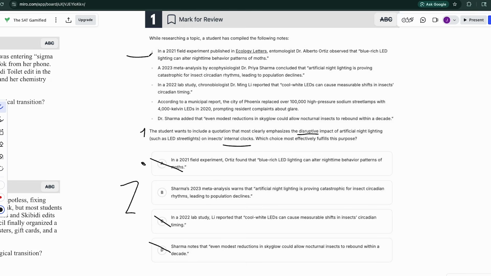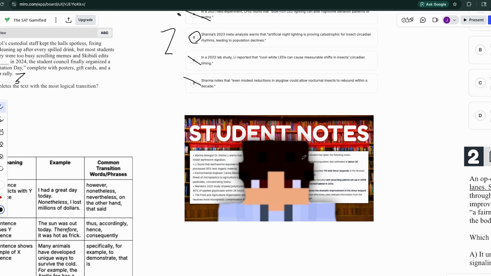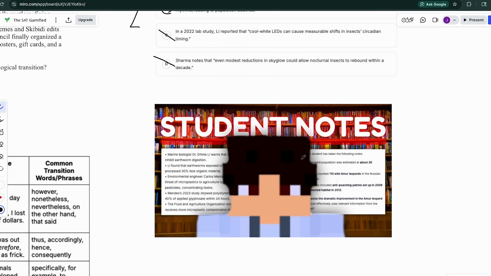You should only look at the passage and notes itself if you need to decipher an answer choice. I did not need to for this question, so I can just go for B as the right answer. But if you do want to see one where you have to do that, check out my student notes video also on this YouTube channel.